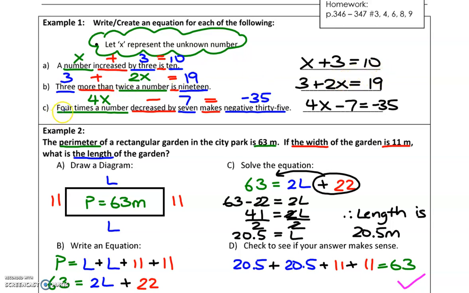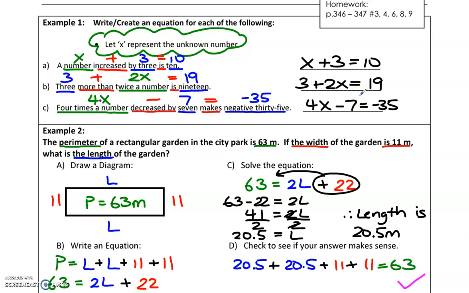Okay, now the next one. 4 times a number, so 4 times, and you don't have to put the dot if you don't want to, but you know that they're multiplying each other. Decreased by, so now decreased by is the opposite of increased by, so it should be a subtract. 7 makes, so equals, negative 35. All right, so 4 times a number decreased by 7 makes negative 35. So that's translated into this mathematical sentence right here.